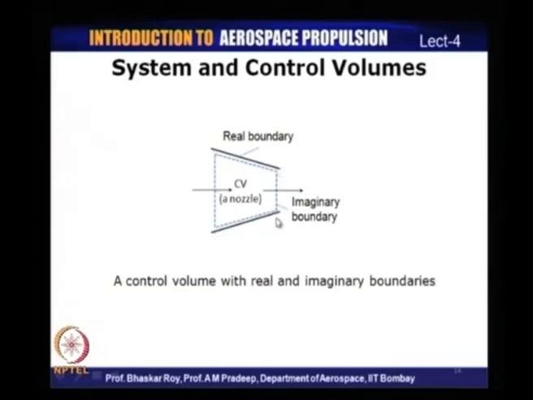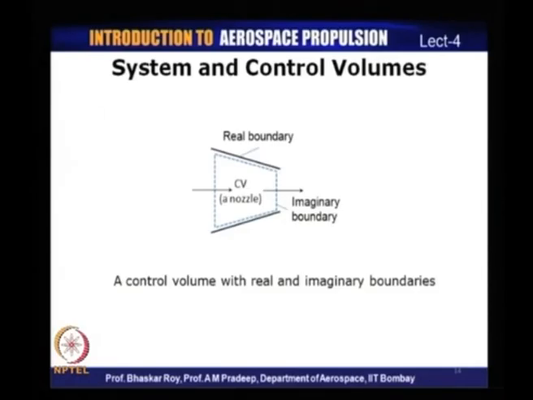At the inlet and exit of the nozzle, we can define imaginary boundaries. So, what you see here are the imaginary boundaries of the nozzle. These form the imaginary boundaries which bound the control volume, and the real boundaries are shown by these dark lines on the periphery of the nozzle. So, this is an example of an open system.